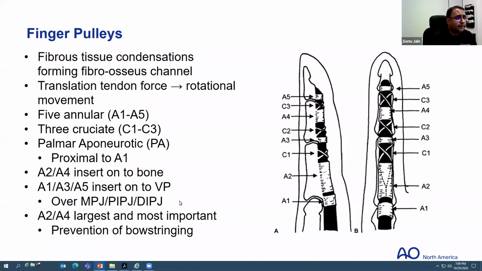And so your most important and largest pulleys are your A2 and A4, and they insert onto the bone. As you can see from the picture on the right here, the A2 and A4 insert onto the phalanges. And the A1, A3, and A5, these are over the joints. So the A1 is over the MP joint, your A3 is over the PIP, and A5 is over the DIP joint. And these insert onto the volar plate. And the importance of the A2 and the A4 is in preventing bowstringing.